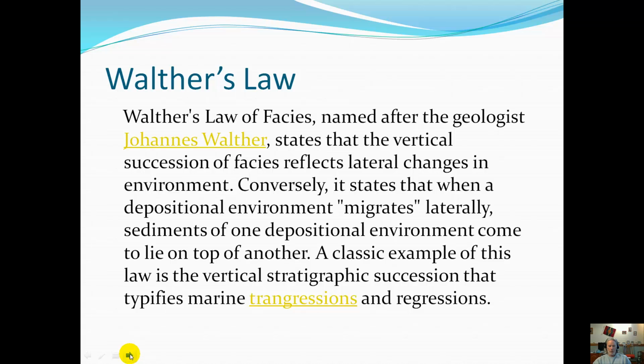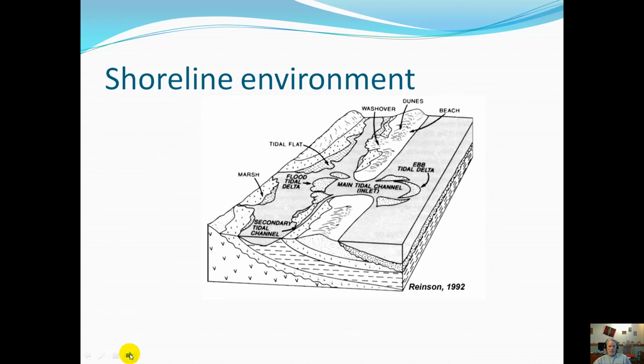We looked at Walther's law already. You will definitely have a question on looking at some facies, and we looked at three types of rock: the sandstone, the shale, and the limestone. Here's a diagram of some shoreline environment, and you can see the different rock down here, depending on if it was transgression or regression. Looks like we got some shale here, some type of sandstone in this area here.